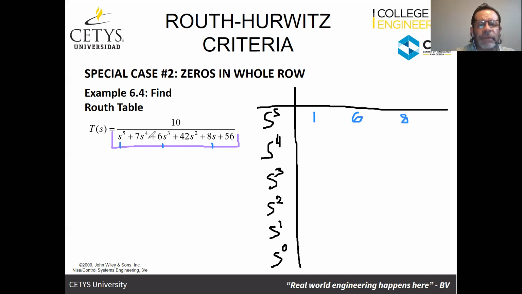And then the second row is going to be the even numbers, where we're going to have a 7, 42, and 56.